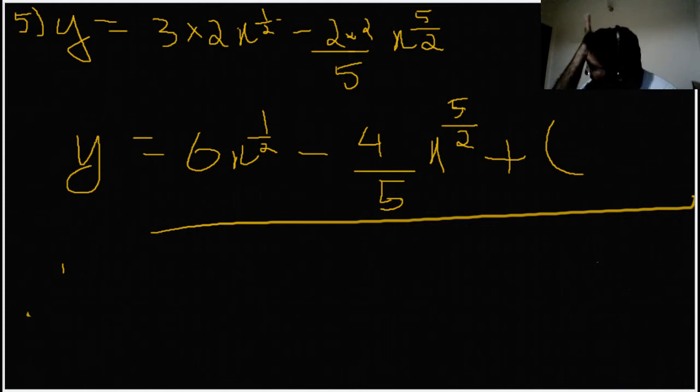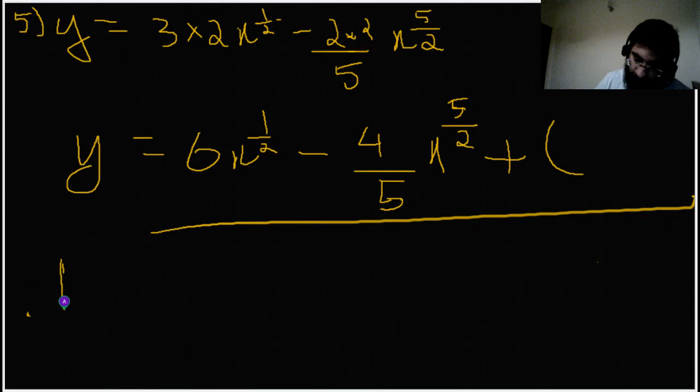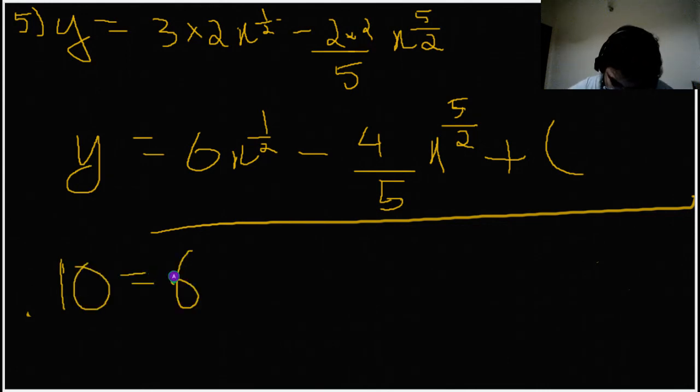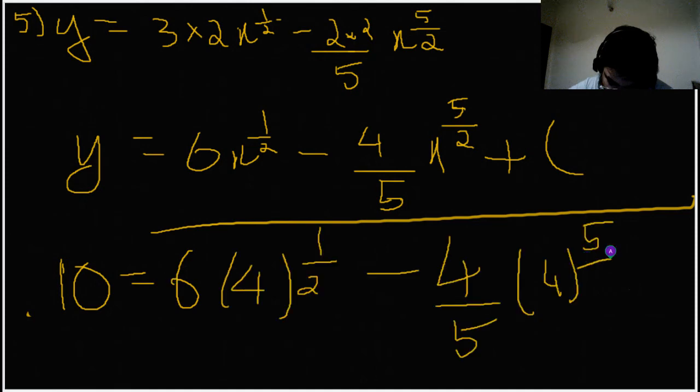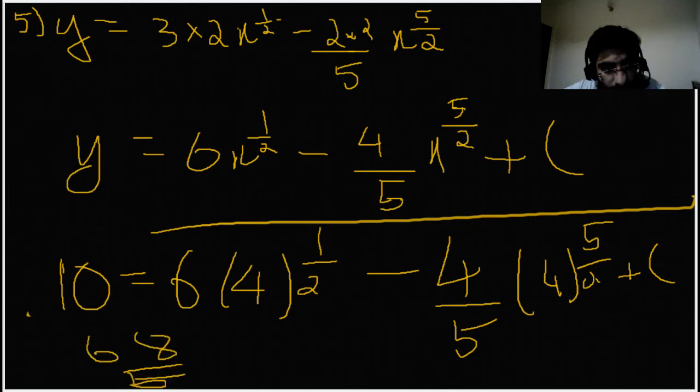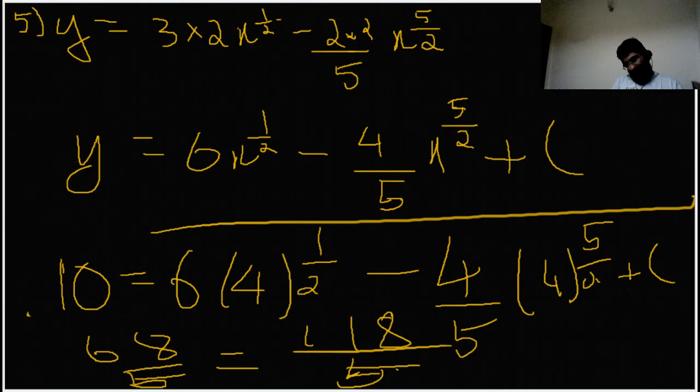Actually, no, you're not right. I'm right. You're wrong. Okay. This is 10, y is 10, right? This is 6, 4 to the half minus 4 by 5, 4 to the 5 by 2 plus c. All of this is 68 by 5. See, simple. Wait, 68 by 5 plus 10 is what? It's 118 by 5. So yeah, it's 118 by 5. Okay.